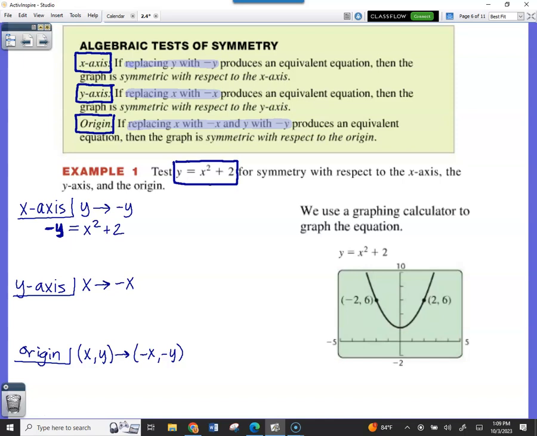I can already see that that's not the same equation, but just to double check myself, I'm going to divide by negative 1 to the other side, right? And is that the same equation as the original? No, totally different. Compare that to the one we boxed in. Totally different. So no, this graph, if you were to graph it, is not symmetric to the x-axis.